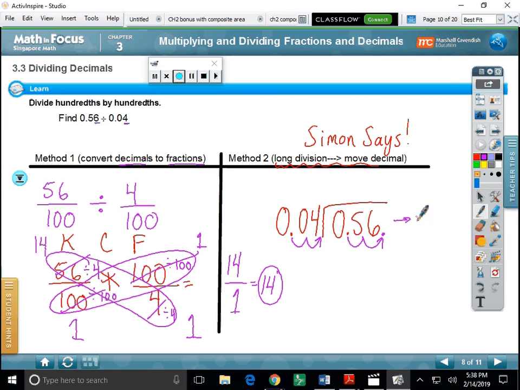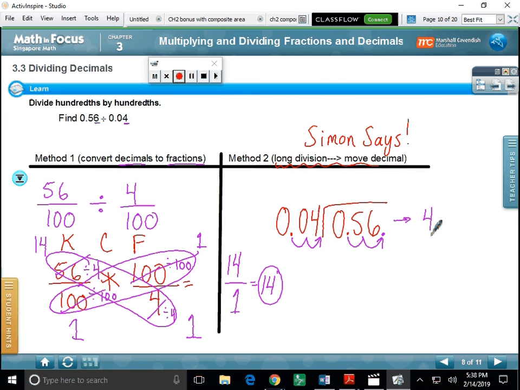If I do a quick rewrite step to clean this up for you, I now have a whole number of 4 divided into 56. Well, I think it goes in there a nice number of times, but we'll check it out taking it in steps. 4 goes into 5 once, because 1 times 4 is 4. When I subtract, there's 1 remaining, and I'll bring down the next place value. 4 goes into 16 4 times, because 4 times 4 is 16. And when you subtract, there's nothing left.